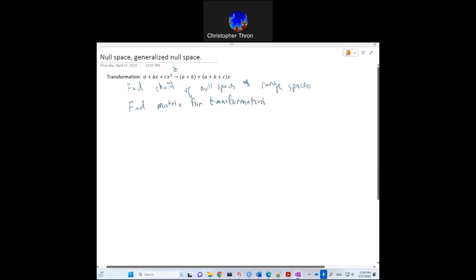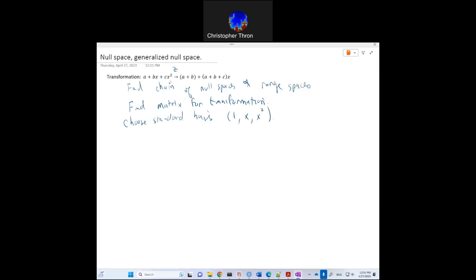Now, we have to choose a basis. So let's choose the standard basis, 1, x, x squared. This is something you should be able to do very easily. If I want to get the matrix, I need to know what it does to each one of these basis vectors. Okay, let's see what the matrix does to 1, 0, 0.